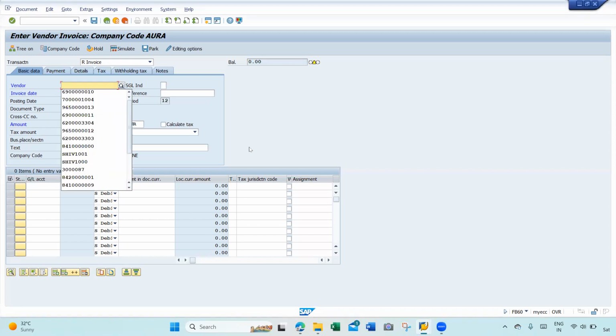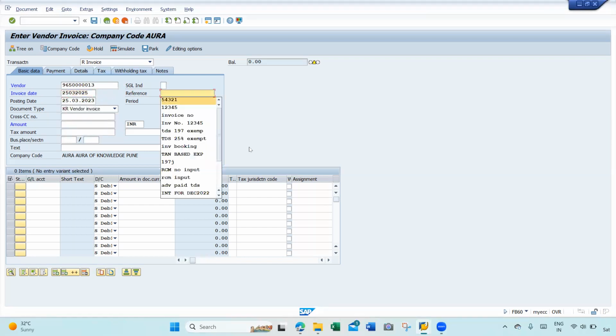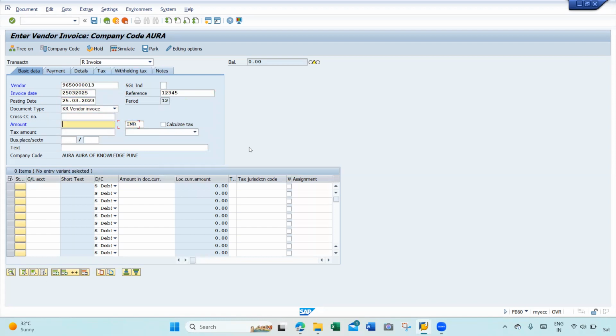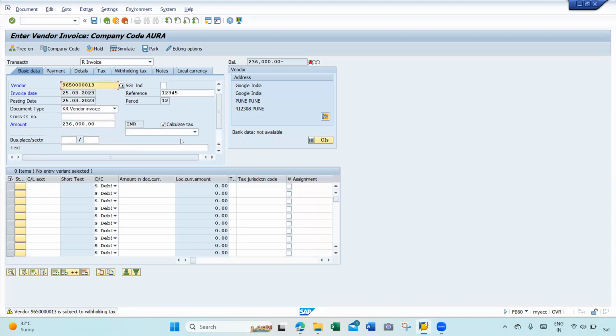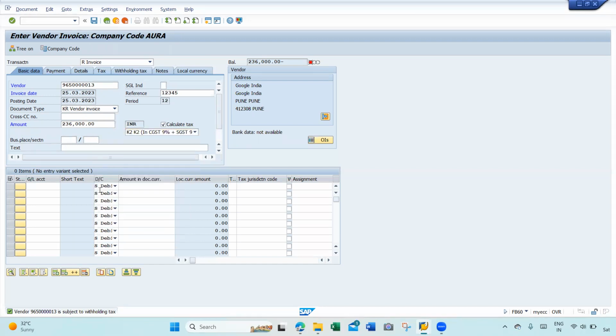I am selecting one vendor. Say 2,36,000, because GST is 18%, basic 2 lakhs, and I am taking calculate tax. I have created a few tax codes where input credit is available. If you see this particular tax code K2, CGST 9%, SGST 9%, what I mean is input credit is available for this CGST, SGST.